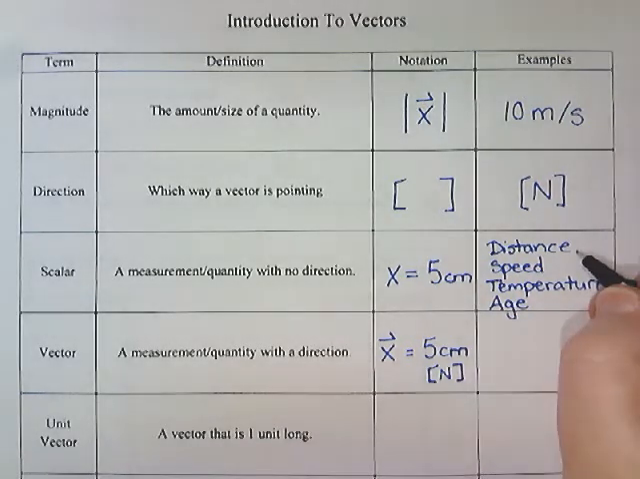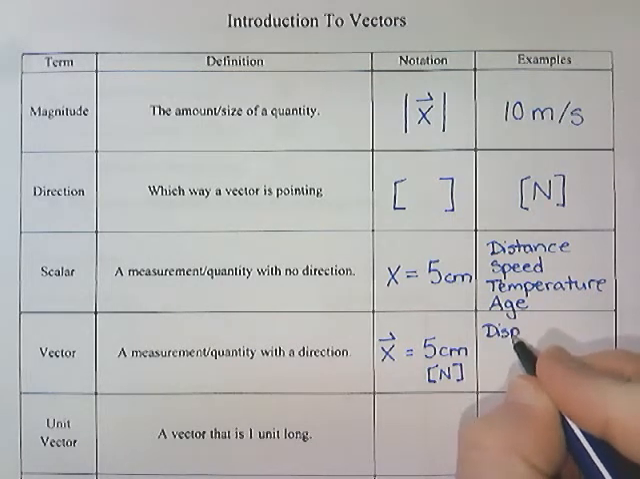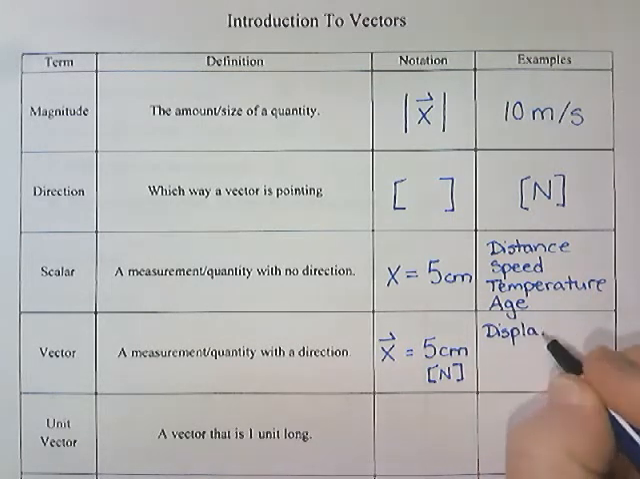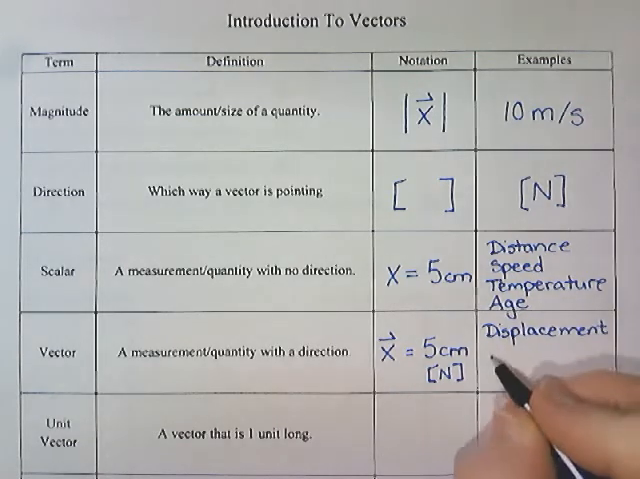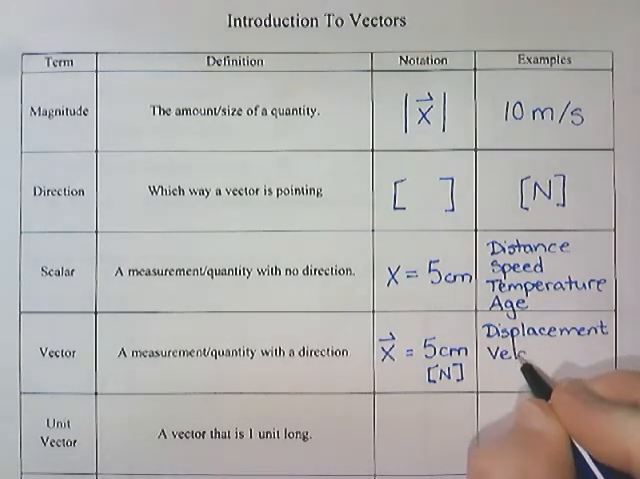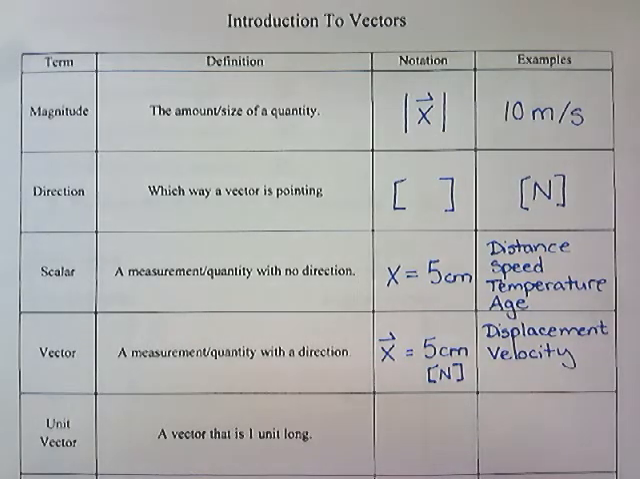So instead of distance, the vector quantity is displacement. We've talked about that in our calculus part of the course. Instead of speed, we would use velocity. Right? These are things that have a direction associated with them.